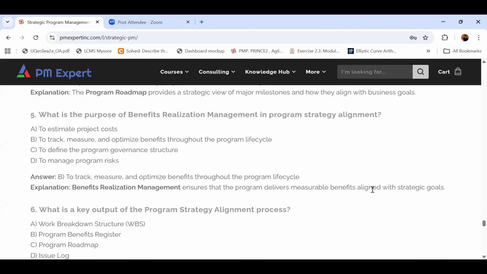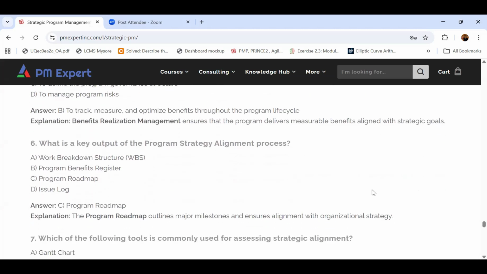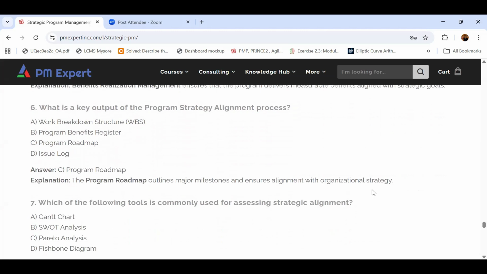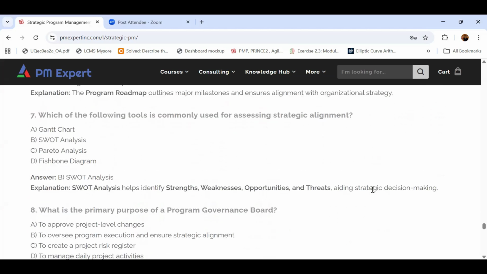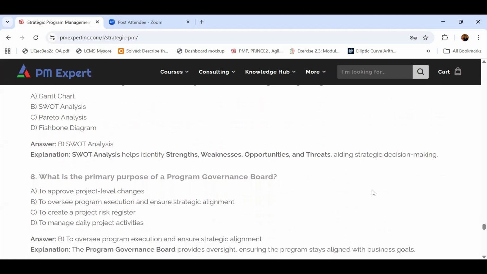What is the key output of program strategy alignment process? A roadmap, right? Yeah. Which of the following tools is commonly used for assessing strategic alignment? B. SWOT analysis, right? What is the primary purpose of program governance board? B. Bravo.